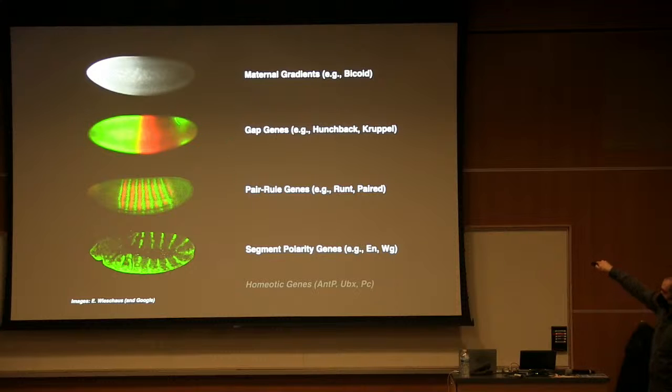The gap genes then work together to activate expression of pair rule genes, which are activated in distinct 7-stripe patterns, each demarcating pairs of segments. And then finally, the pair rule genes function to establish the expression of segment polarity genes, which become active in individual rows of each segment, delineating, say, the posterior or anterior half of each segment.